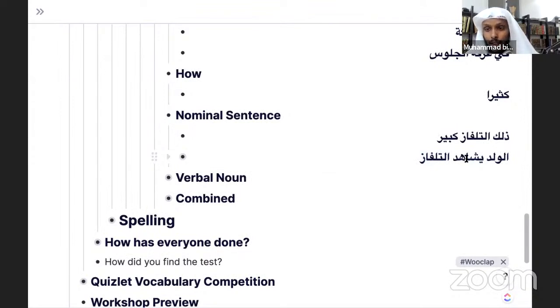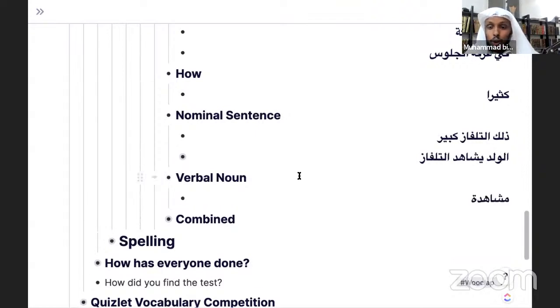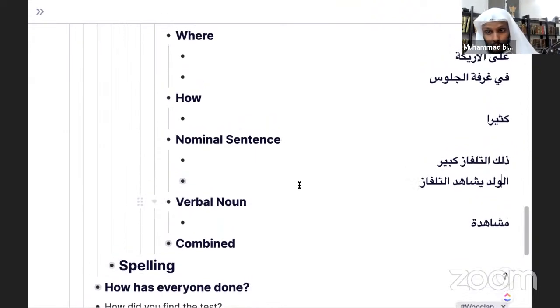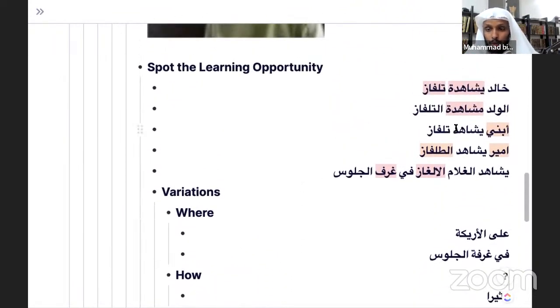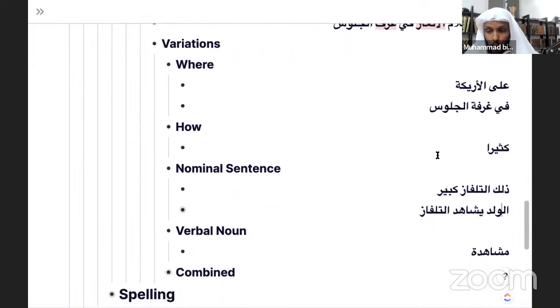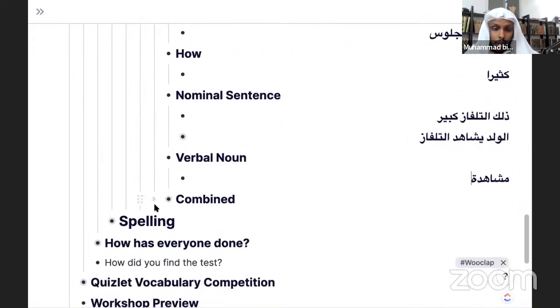يشاهد الولد التلفاز. Now يشاهد is a verb. We now need two things. We need the subject, the fa'il, who is watching, and what's being watched, التلفاز. So now الولد would be فاعل, التلفاز would be مفعول به. And some of you used the verbal noun مشاهدة. Some of you did use it in a correct way. I think you said something like يحب الولد مشاهدة التلفاز. The boy loves watching TV, which is, mashallah, a correct sentence.